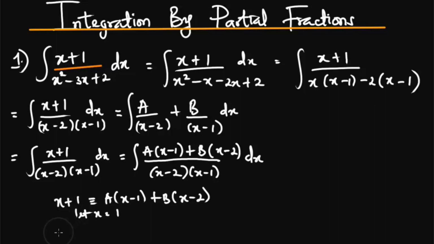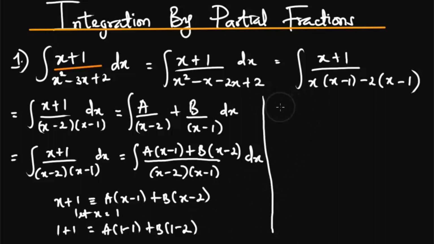So this becomes 1 plus 1 equal to A into 1 minus 1 plus B into 1 minus 2. This becomes 1 minus 1, 0. So 2 will come right here. 2 equals B into 1 minus 2, which gives us minus 1. So B equals minus 2.